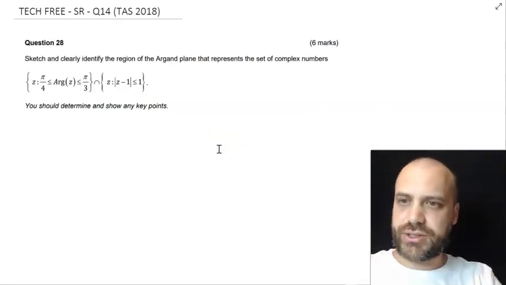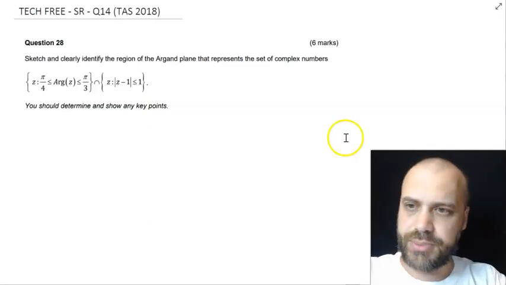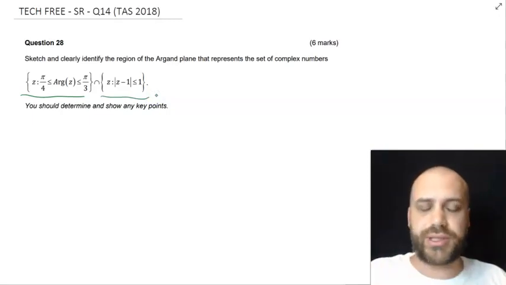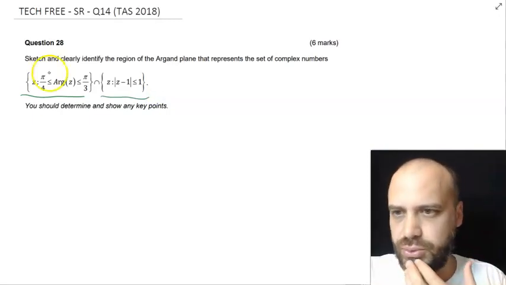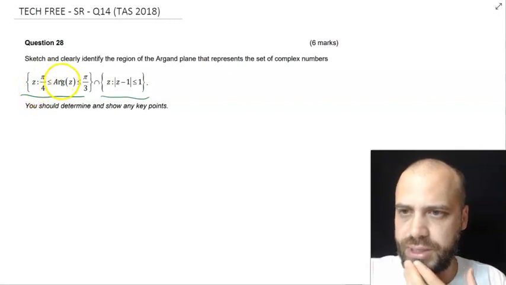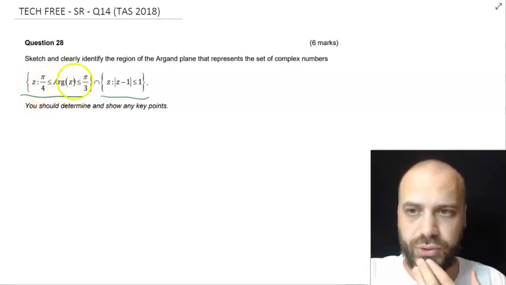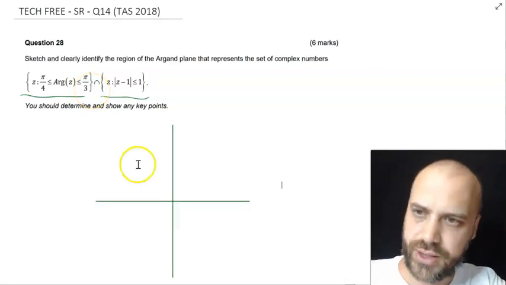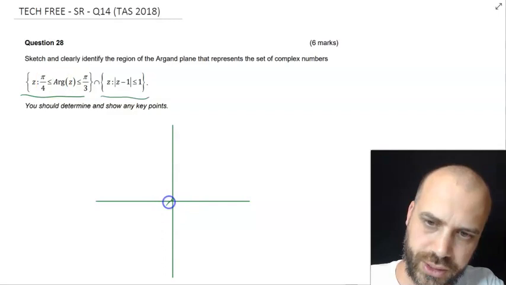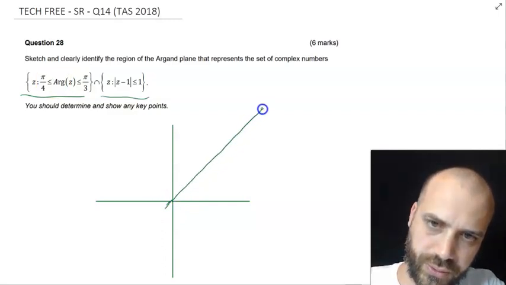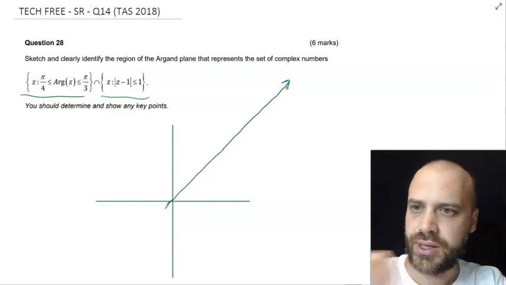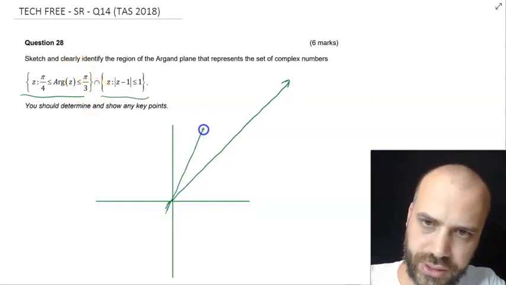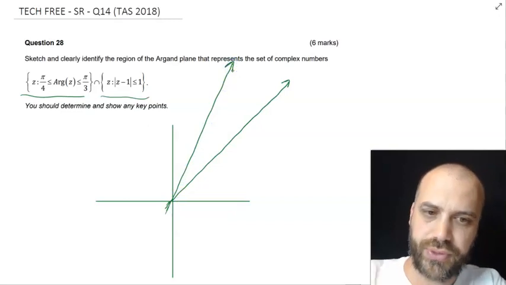Let's go. Okay, so we need to consider two things here. This part here and this part here. And you can consider them completely separately until the end. So we want some complex number where the argument is between pi on 4 and pi on 3. So what does that look like? So we have pi on 4, which we should get, okay, like that. And we have pi on 3, 60 degrees. So something more like that.